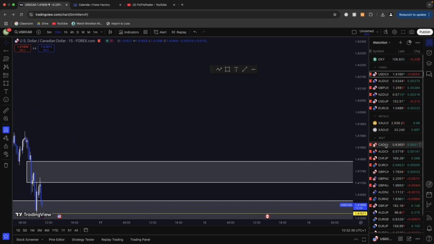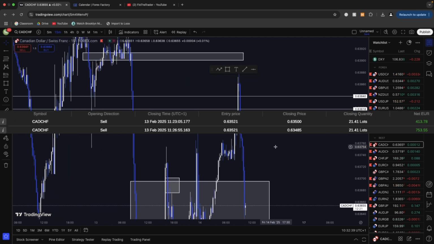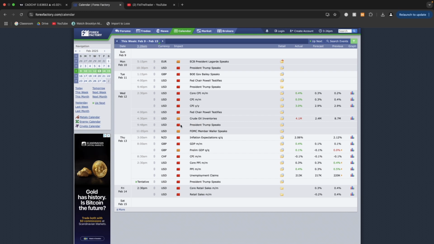But yeah, so the trade I took yesterday was on Canadian CHF. That's what it was on. First thing I did was look at the calendar.